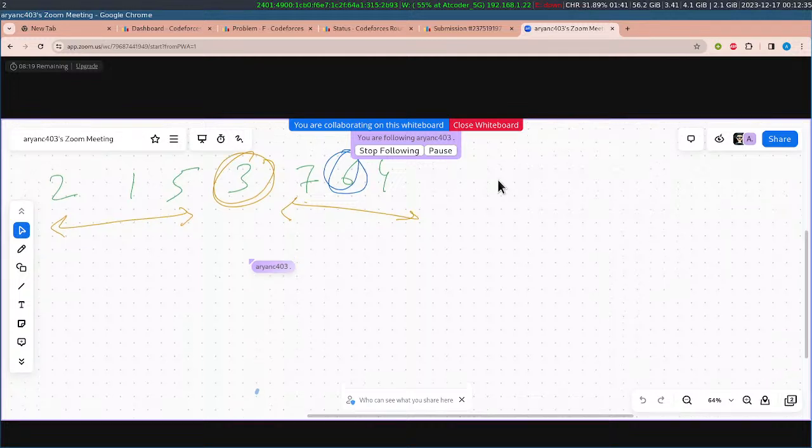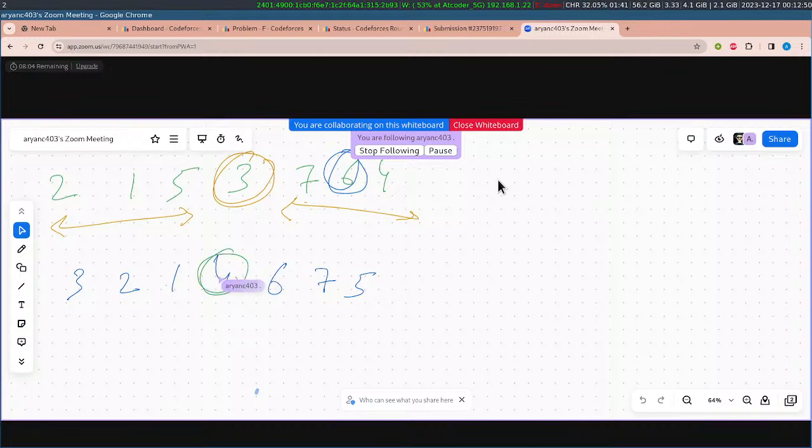Let's take some more examples. If we take this as an example, then what we can see is everything on the left side of 4 is less than 4 and everything on the right side of 4 is more than 4. So 4 is a good index.